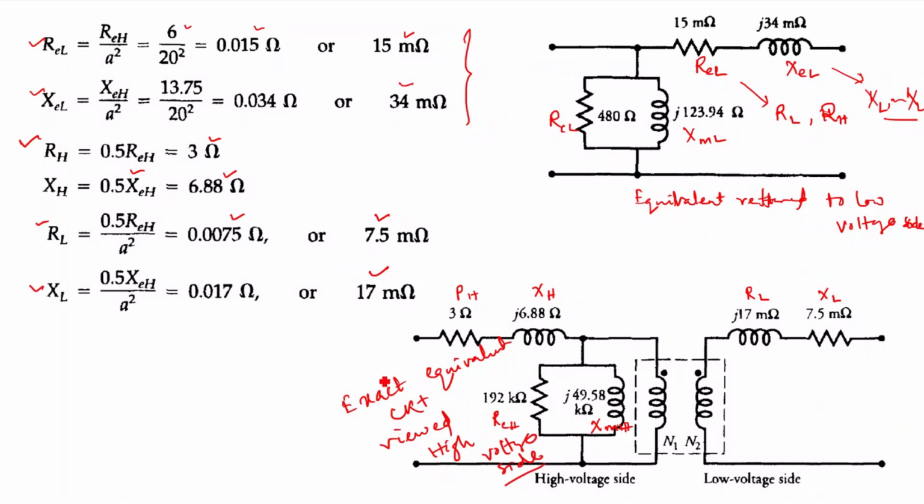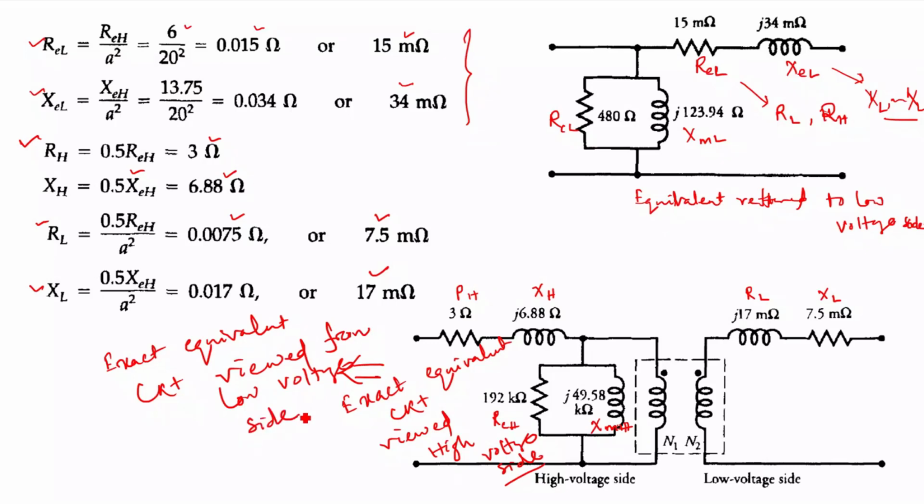Similarly, this circuit can be drawn in the fashion that we can draw the exact equivalent circuit viewed from the low voltage side. Okay, this can be drawn very easily because these parameters will remain the same, only this shunt branch will be shifted to the low voltage side. Okay, this shunt branch will be shifted to the low voltage side for the exact equivalent circuit when it is viewed from the low voltage side. Okay, so now this is the problem.